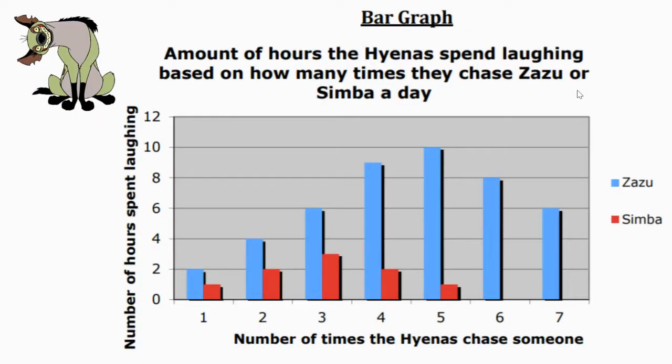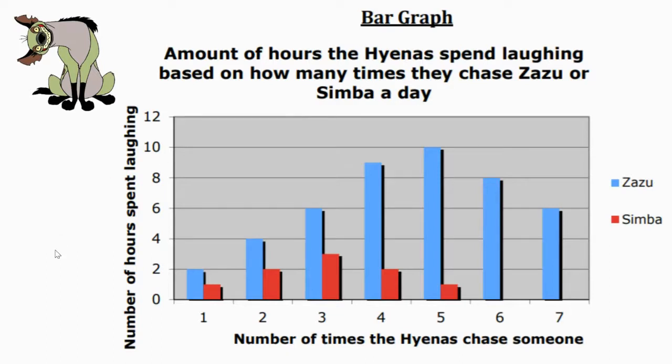Here's an example bar graph. The title is The Amount of Hours the Hyenas Spend Laughing Based on How Many Times They Chase Zazu or Simba a Day. Again, a descriptive title, and the independent and dependent variables are present. The independent variable on the x-axis is the number of times the hyenas chase someone. This influences the dependent variable on the y-axis, which is the number of hours spent laughing. So the number of hours the hyenas spend laughing depends on the number of times they chase someone.